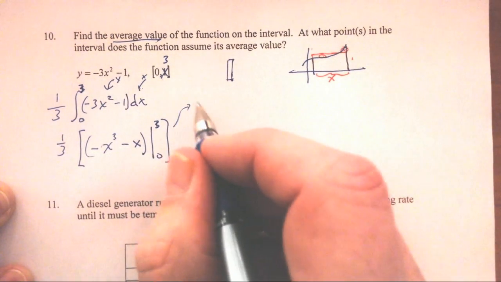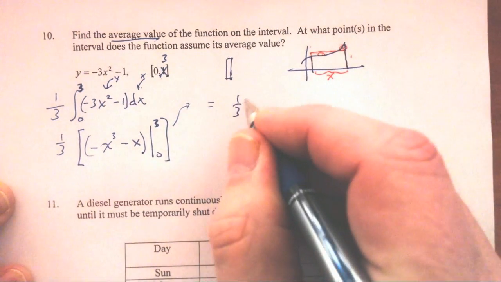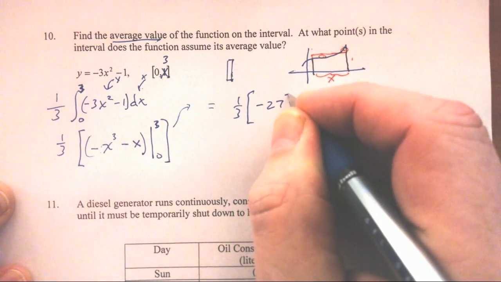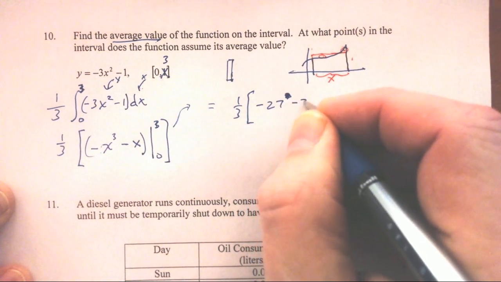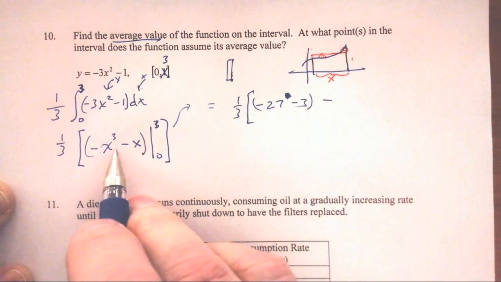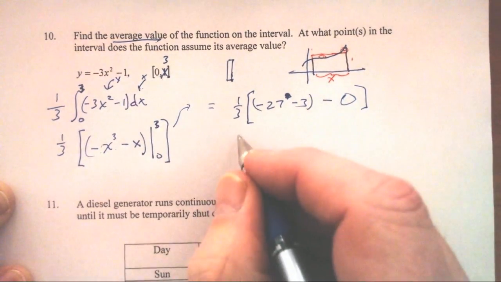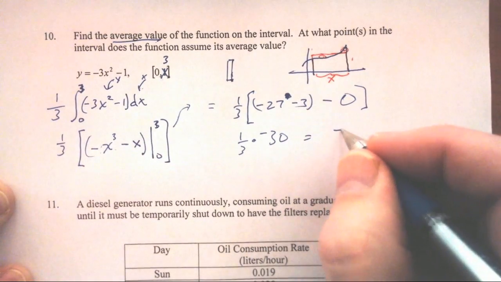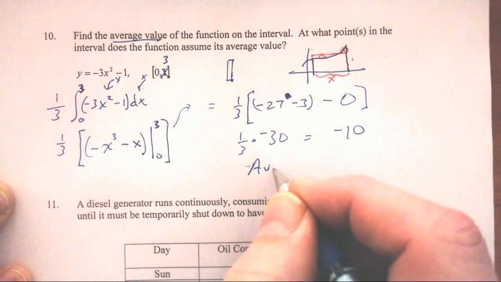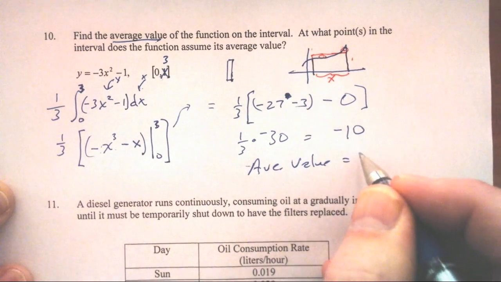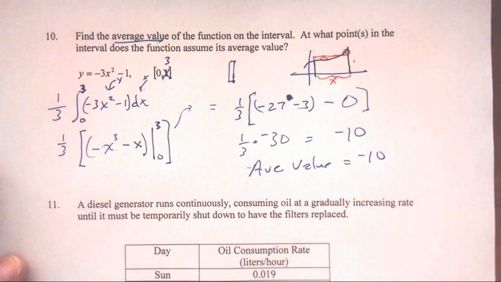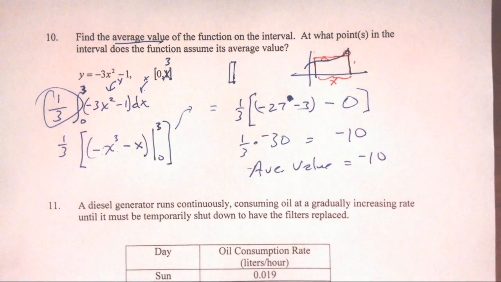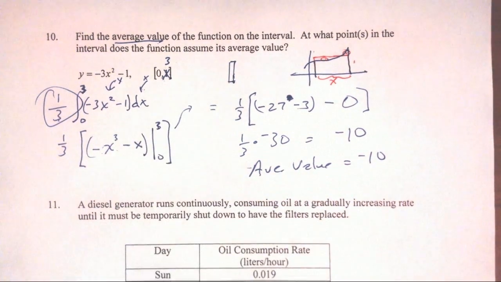So again, I'm going to give myself a little bit of room here. Probably need a couple lines. 1/3 times all of them. I'm not going to forget that 1/3. I get negative 27 minus 3, minus, put in 0. Okay, I get a big old 0 here. I end up with 1/3 times negative 30, or negative 10. So our average value equals negative 10. That's our average height of this function between 0 and 3. Have to include that division, or multiply by 1 on b minus a, 3 minus 0.